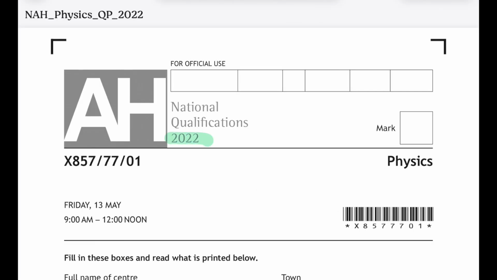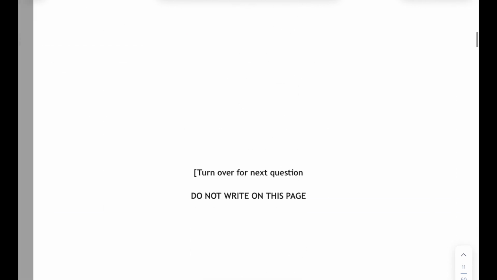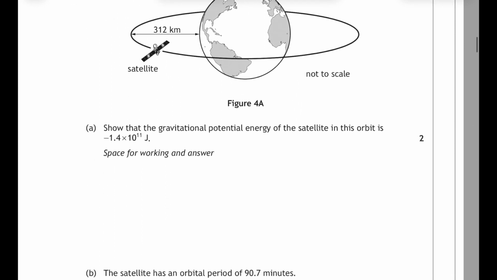We'll have a look at the 2022 paper, and this time it's question 4. Similar idea here, this time though it's a satellite that's orbiting the Earth in a low Earth orbit. We know the mass of the satellite, and it's 312 kilometres above the surface of the Earth as shown in the diagram. We have to show that the gravitational potential energy of the satellite in this orbit is negative 1.4 times 10 to the 11 joules.